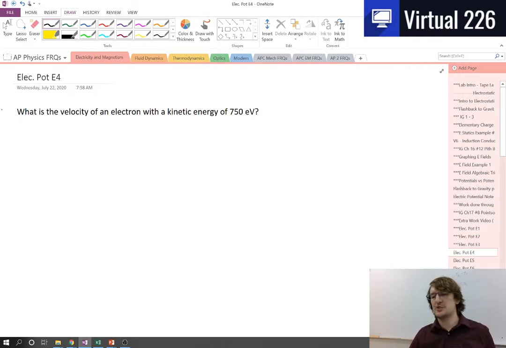So we're looking at electric potential, example number 4. In this problem, we are asked, what is the velocity of an electron with a kinetic energy of 750 electron volts? It's important to remember that this 750 eV is an energy. We can think about it as stored potential energy if we are in an electric field, or if we have a moving object, it could be a kinetic energy. It's just some amount of energy.